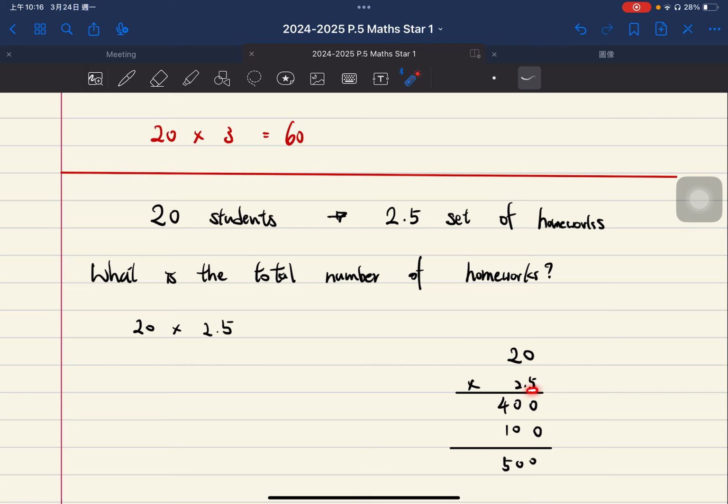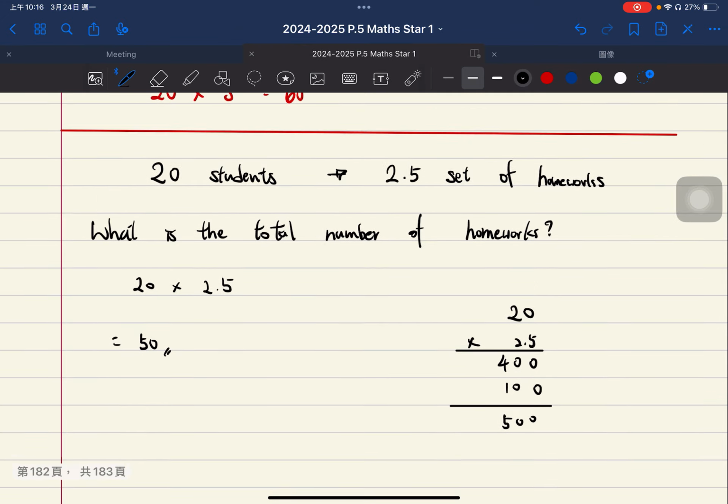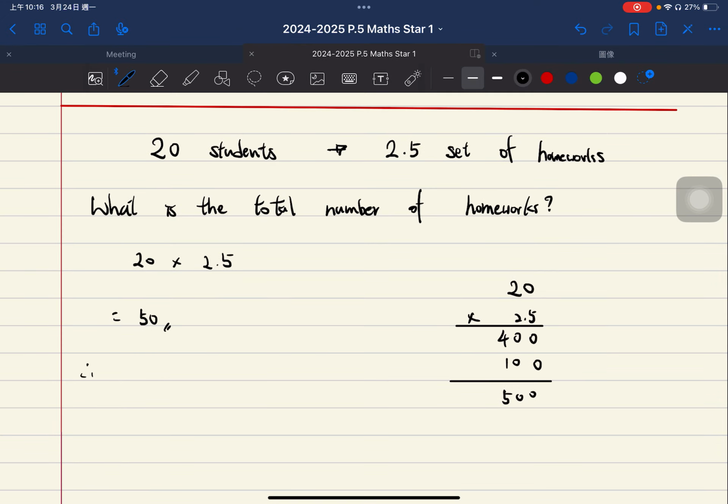No, because we have one decimal place and then we jump 1. It will be 50.0 or 50. It is 50 because the question didn't request for the decimal place, so we give the simplest form, which is 50. So the total number of homework is 50 pieces.